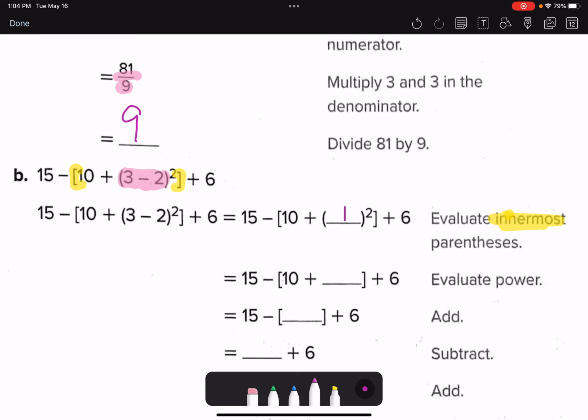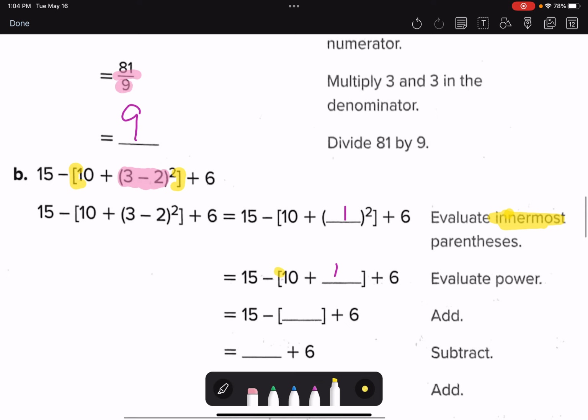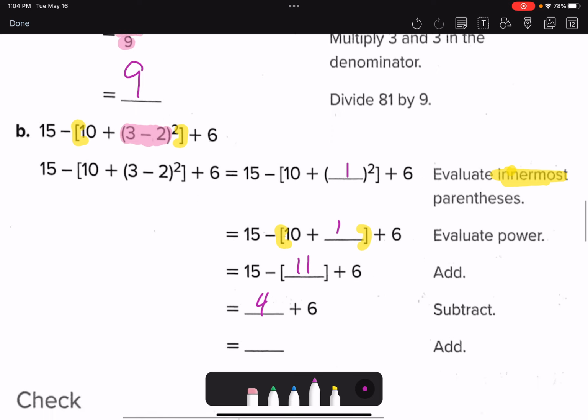Now that square on the outside has not been affected yet, so now we can evaluate the power because you have to do the order of operations within the group. So 1 squared is still 1. Then you do 10 plus 1, and again, that is because we have brackets here. We have to solve that first before we can do any additional multiplication or division or adding or subtracting. And 10 plus 1 is 11. And then 15 minus 11 is 4. And now we can go ahead and do that.